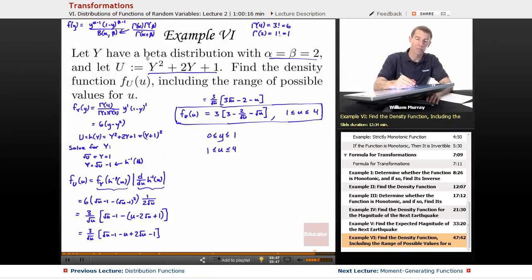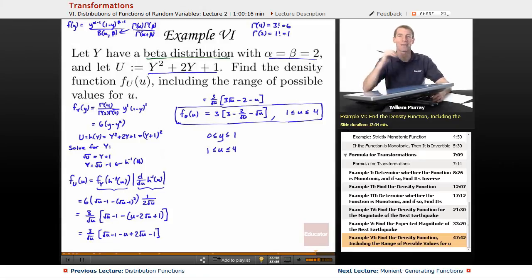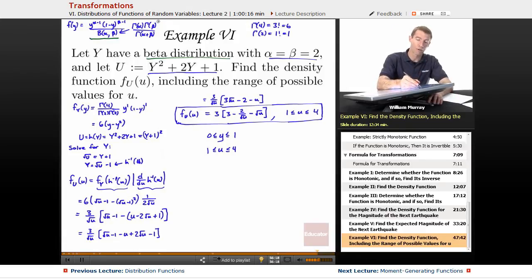First of all, I saw that we had a beta distribution. So I went back and looked up my formula for a beta distribution, which we learned in the lecture on beta distributions, quite a long time ago in the chapter on continuous distributions. You'll see this formula, y to the alpha minus 1, (1 minus y) to the beta minus 1, over B of alpha, beta. And you'll also see an expansion for B of alpha, beta in terms of gamma functions.